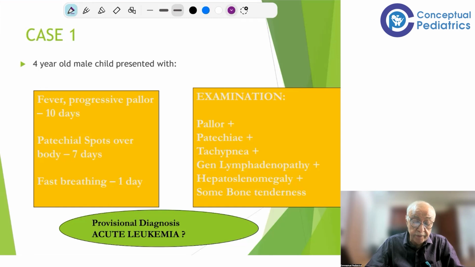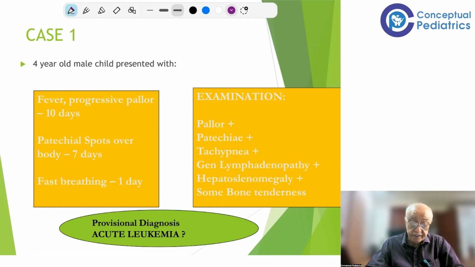So this was a 4-year-old male child who came to us with fever and progressive pallor for the last about 10 days. Petechial spots were noticed on the body for the last about 7 days. And for the last 1 day, this child had been having fast breathing. When the child came to us, this child had pallor, petechiae, tachypnea, and lymphadenopathy. It was generalized lymphadenopathy with hepatosplenomegaly. And when we looked for bone tenderness, there was sternal bone tenderness noticed in this child.